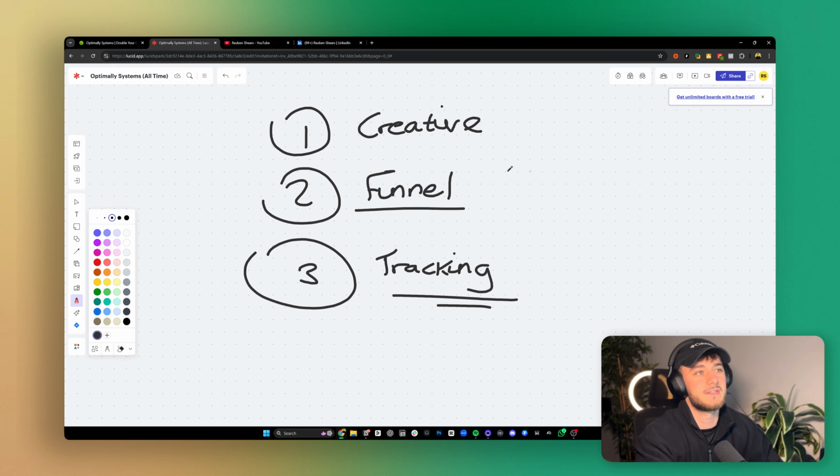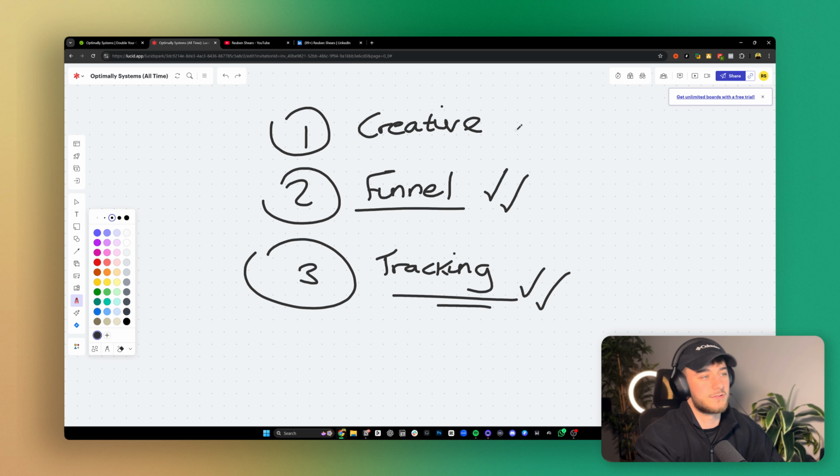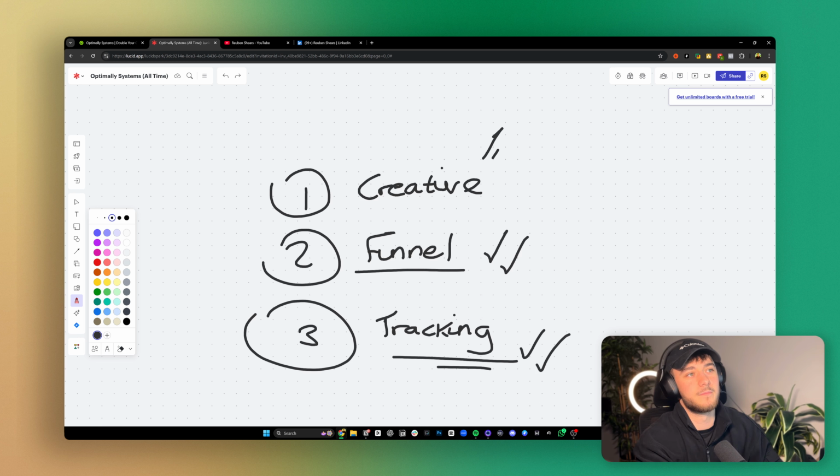So we need to tick these three things off. I've actually got these two, number 2 and 3, done, and I just need to do my creative now, which shouldn't be too bad. And just to clarify, the way that that's divided up is hooks and bodies, right?